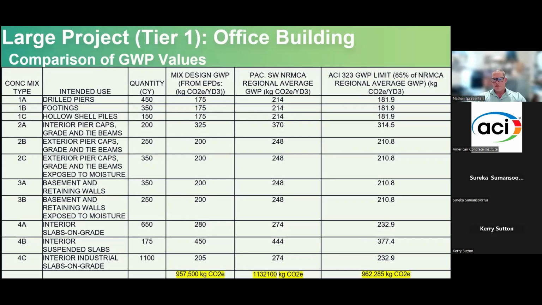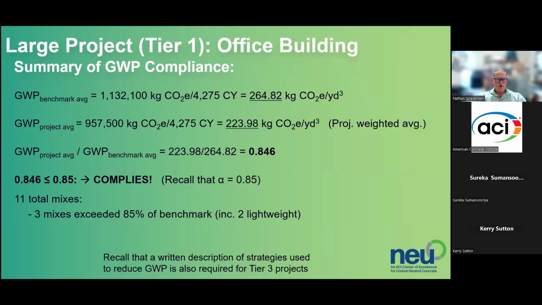And then we can run through the same sort of mathematical exercise and figure out what the total GWP is for each of those columns. We do a little bit more math, looking at the total GWP divided by the volume of the concrete on the project, and get a benchmark average of 264.82. We look at our EPD values added up, divided by the volume of the concrete. We get a project average of 223.98. So we're good on those two reporting items.